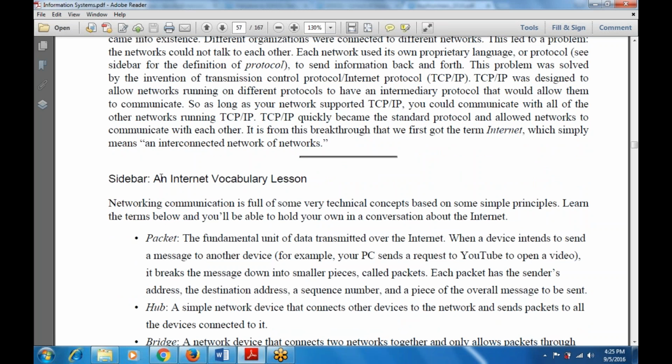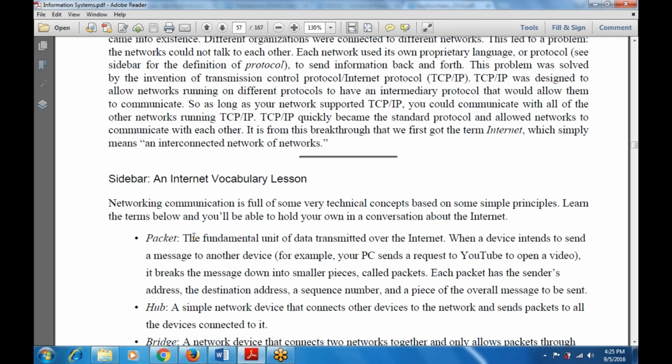Next is a sidebar on the internet. Networking communication is full of very technical concepts based on some simple principles. When we learn these terms, you will find it easier to follow how communication works over the network. These are a few of the terms used in networking communication.